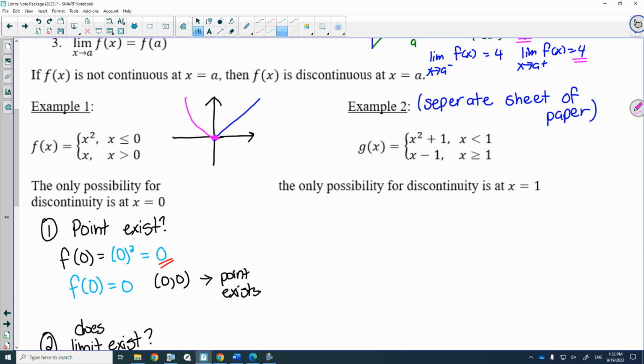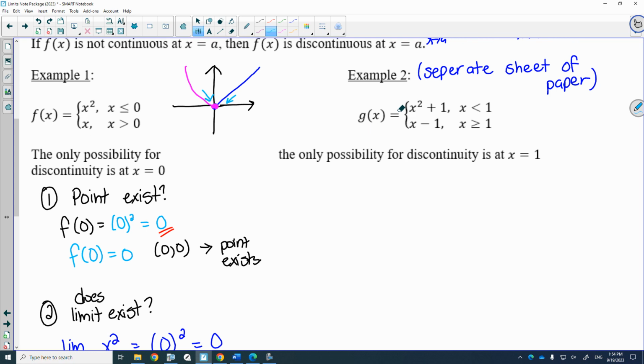Continuous means, can I draw that graph continuously without lifting my pencil? And I could, right? There's no holes or breaks in this graph. What it's asking is, as x approaches 0, does the point exist? Yes, the point at 0 exists, it's right there. Does the limit exist? Yes. Left-hand limit equals right-hand limit. The limit is 0, and then the limit equals the point. Okay? Let's do class example 2.